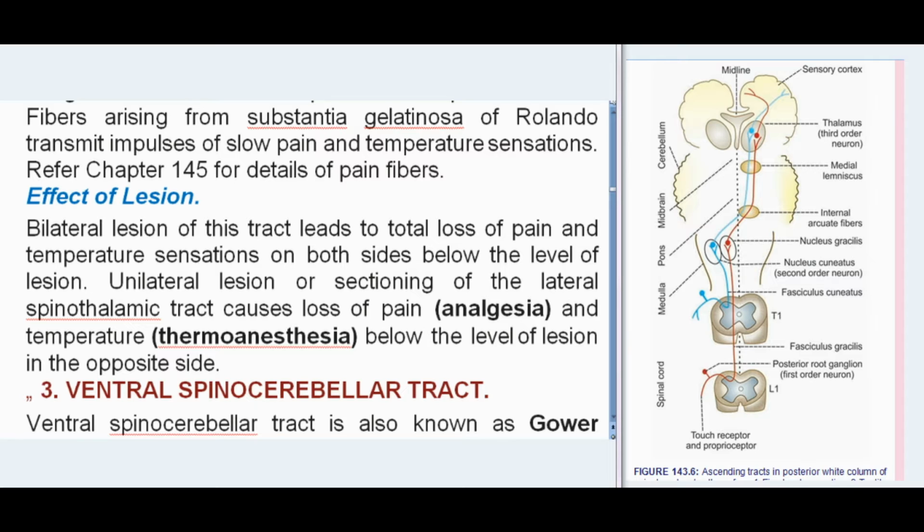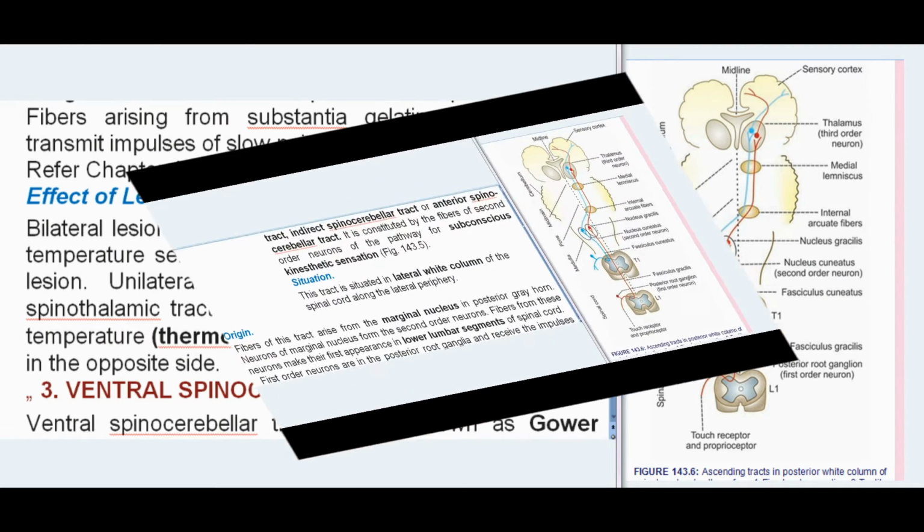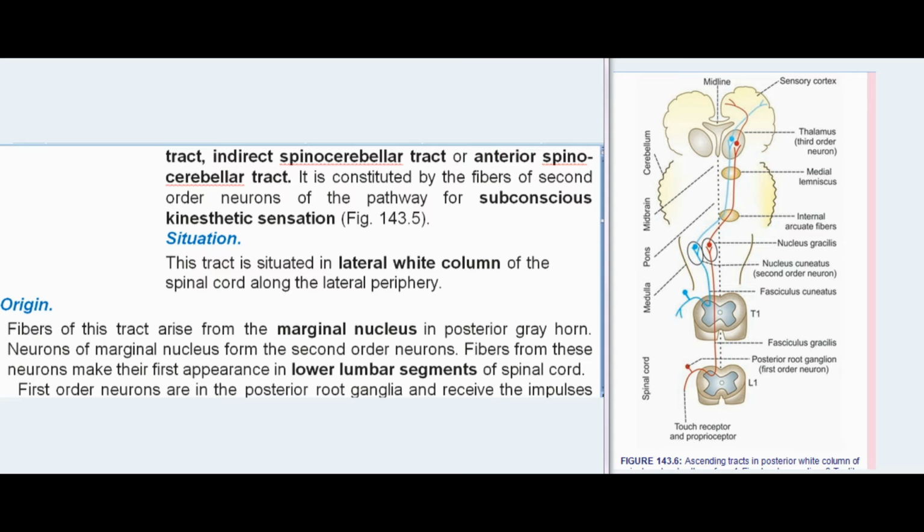3. Ventral spinocerebellar tract. Ventral spinocerebellar tract is also known as Gower tract, indirect spinocerebellar tract or anterior spinocerebellar tract. It is constituted by the fibers of second-order neurons of the pathway for subconscious kinesthetic sensation, Fig 143.5. Situation. This tract is situated in lateral white column of the spinal cord along the lateral periphery. Origin.